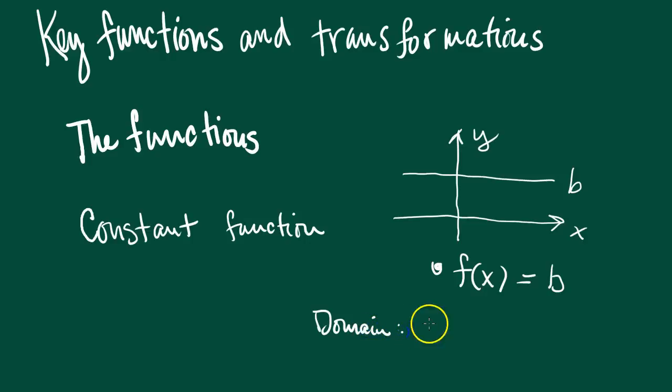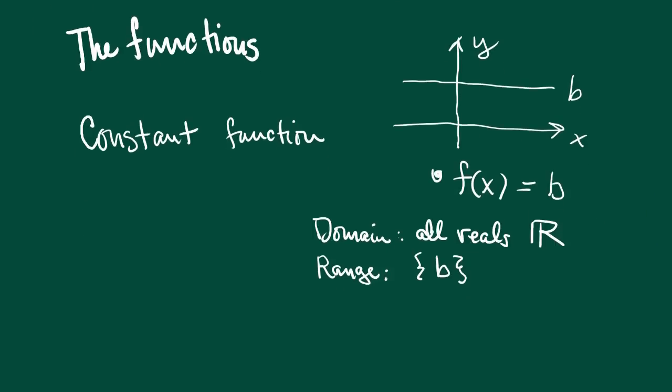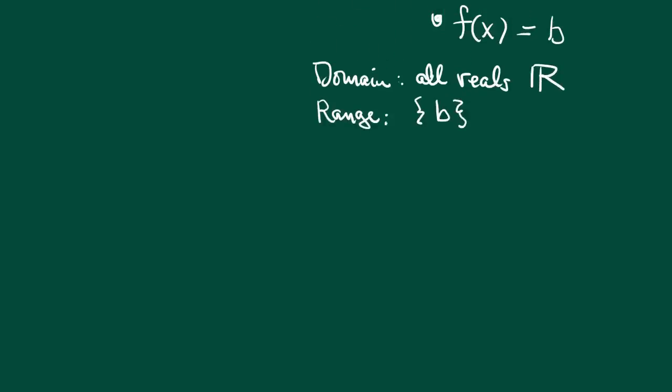And the domain is all reals, which we commonly write that way. And the range, this is an unusual range. The range in this case is just one value. We have the set containing the value b. That's all there is in it. Very simple function.